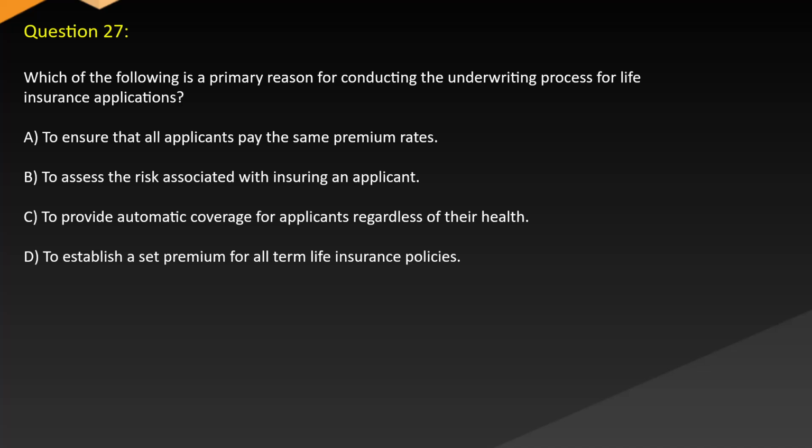Question 27. Which of the following is a primary reason for conducting the underwriting process for life insurance applications? A. To ensure that all applicants pay the same premium rates. B. To assess the risk associated with insuring an applicant. C. To provide automatic coverage for applicants regardless of their health. D. To establish a set premium for all term life insurance policies.